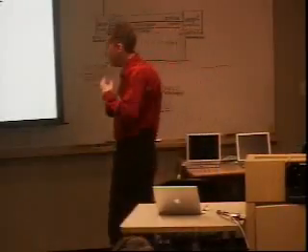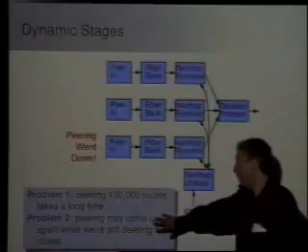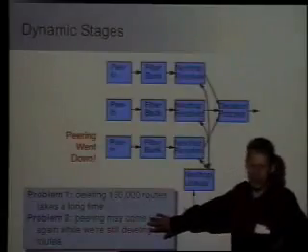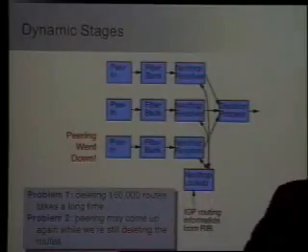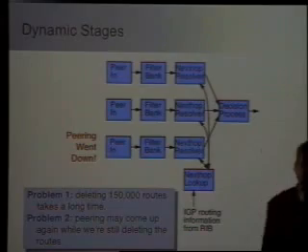The second problem is that the peering may come up while we're still deleting those routes. And it may go back down, it may come back up, it may go back down. And you can see how this can get really complicated really fast if you have to deal with all of that sort of thing.